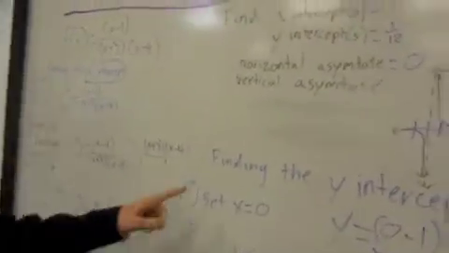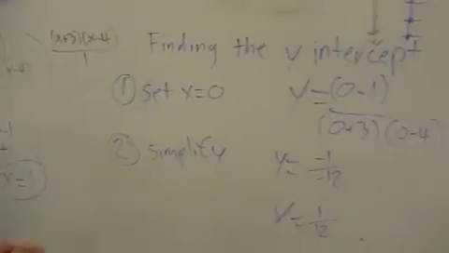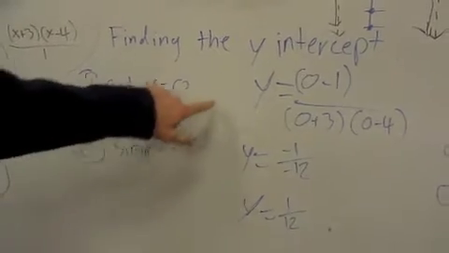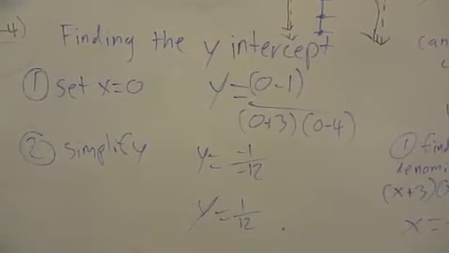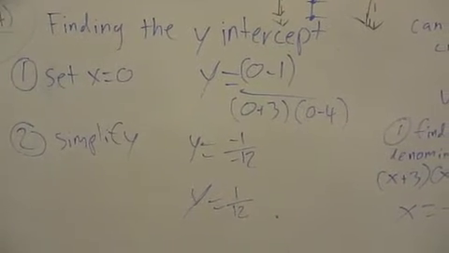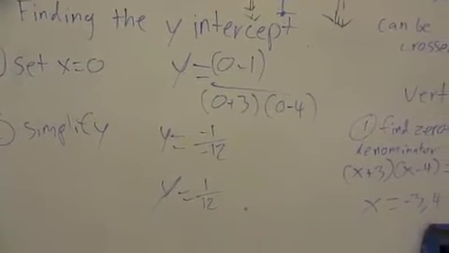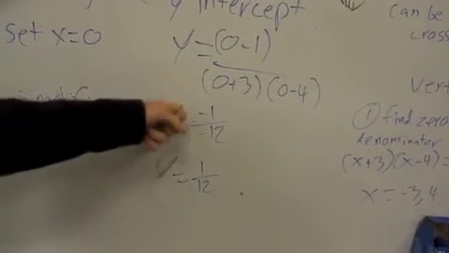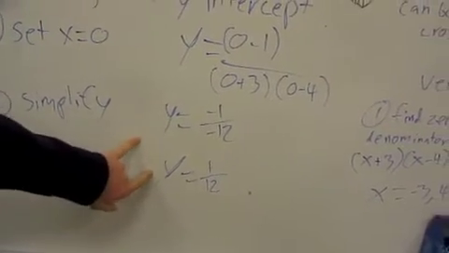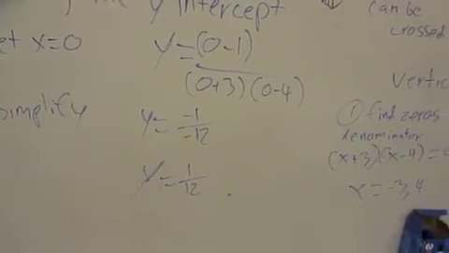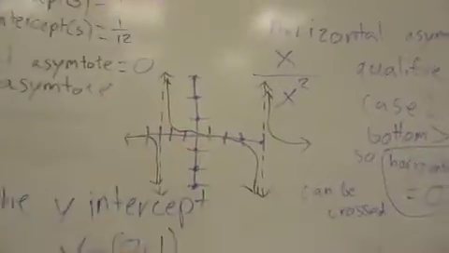Next, let's find the y-intercept. To find the y-intercept, first set x equal to 0. So y equals (0 minus 1) over (0 plus 3)(0 minus 4). Then simplify. It turns out to be negative 1 over negative 12. The answer is y-intercept equals 1/12. You want to plot that again on your graph and go to the next step.